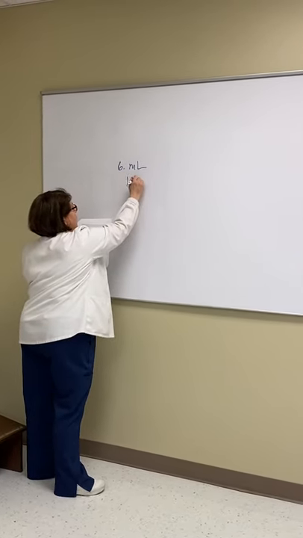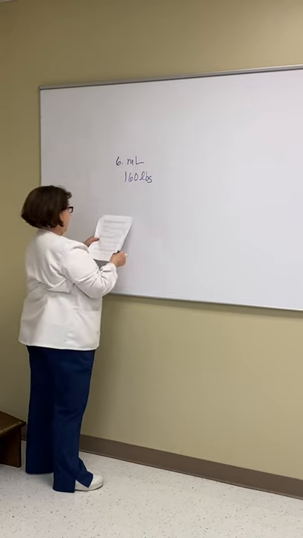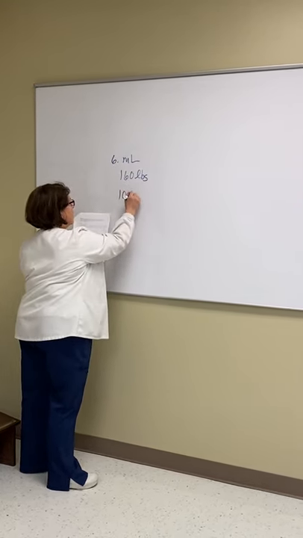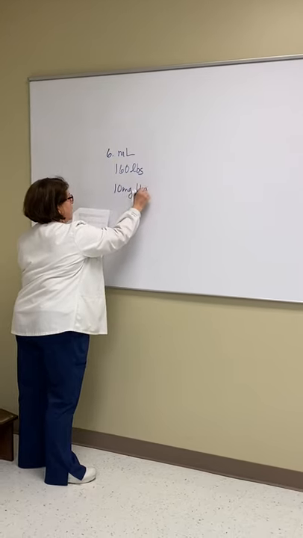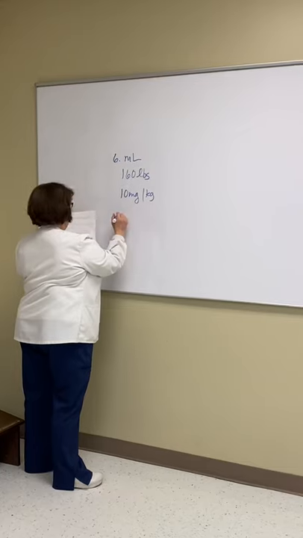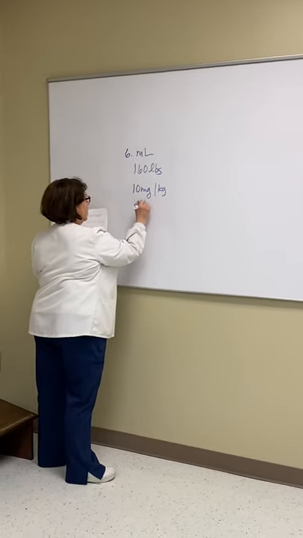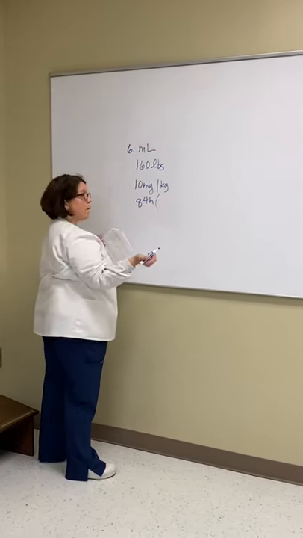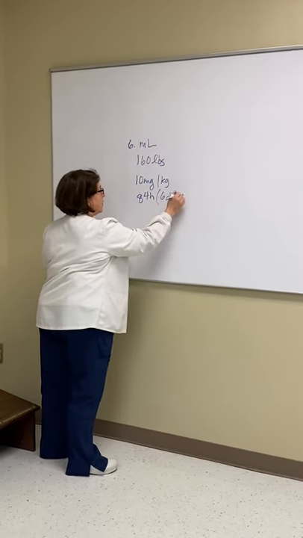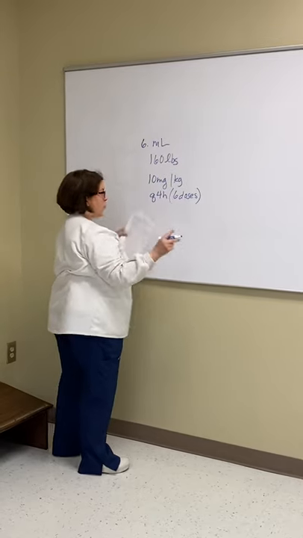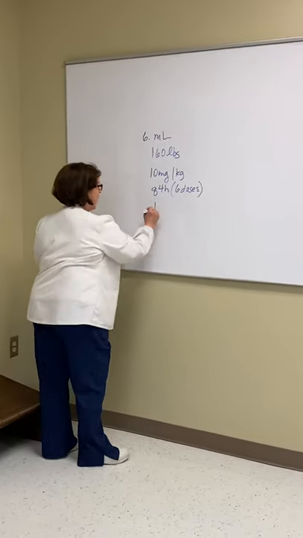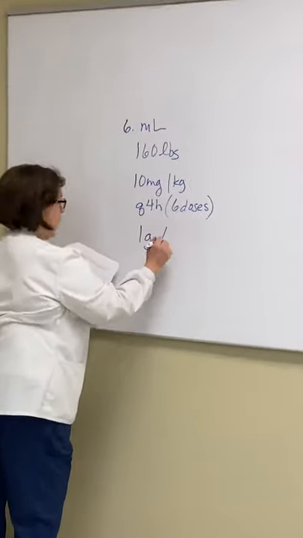The patient weighs 160 pounds. What we have ordered is 10 milligrams per kg, and we're going to give that every 4 hours, which means you may have six doses. Whether we need that or not, we'll have to determine in just a minute. And the vial says we have 1 gram per ml.